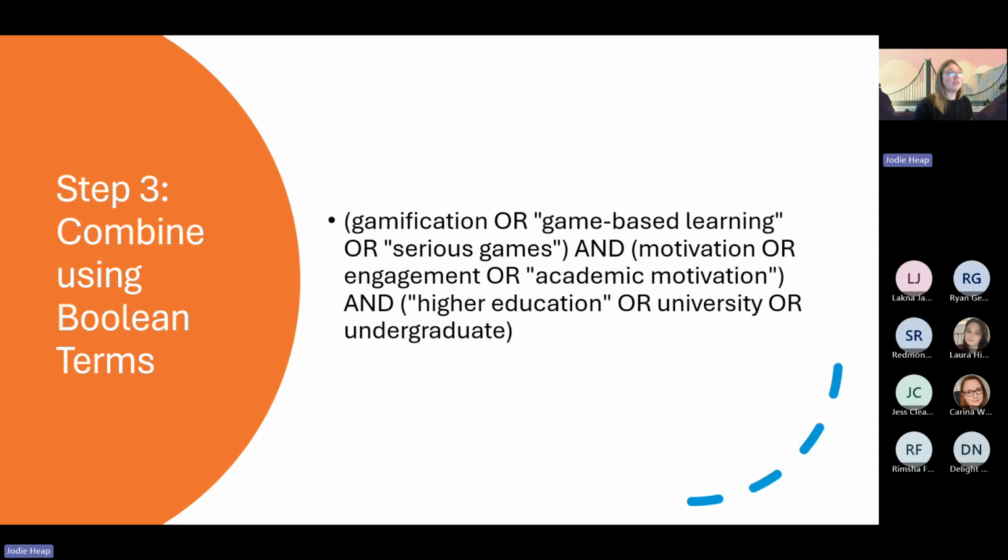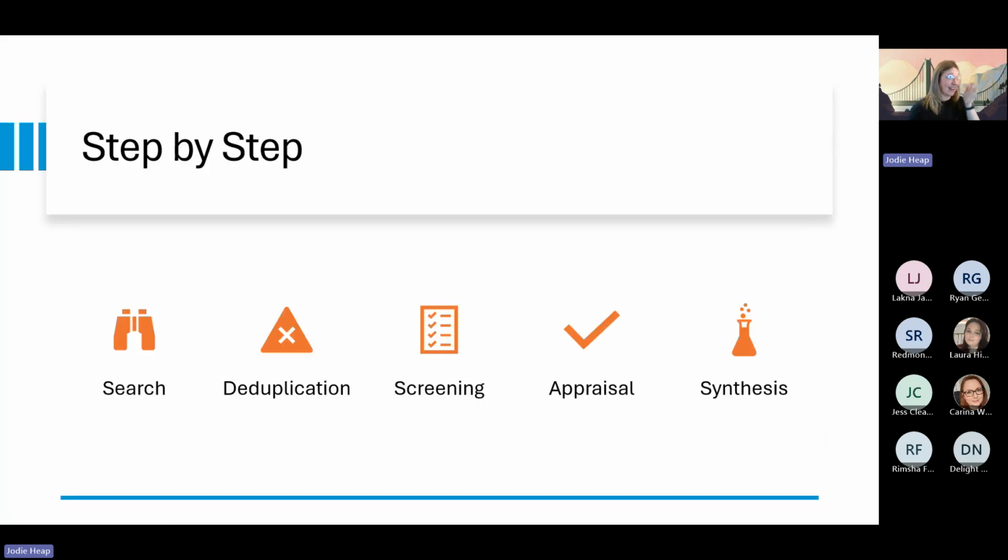We don't want too many ORs, so try and come back down and reduce it. Which keywords bring you the best returned results, which are more on theme and which are less on theme? And again, that comes into that Excel tracking sheet. So again, to confirm, we need to search for our results. We need to deduplicate those results. We're going to screen them, we're going to appraise them, and then we're going to synthesize the information.